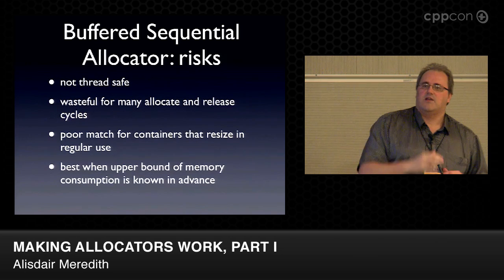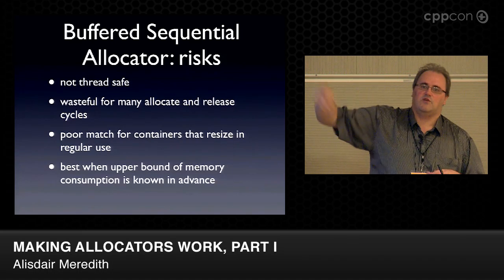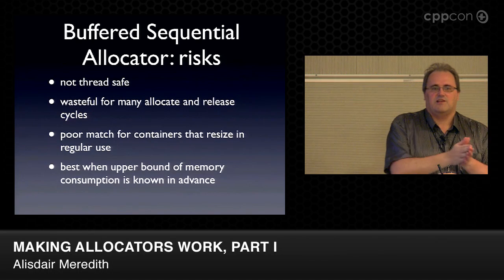And again, because we never deallocate, if we've got a use case that's lots of allocate and release cycles, such as pushing into a vector where the vector then has to move its elements and grow to expand, that tends to be a problem. So, a poor match for containers that resize in regular use. I'm thinking particularly of vector and string here. So the key usage is when the upper bound of memory that you expect to use is known. This becomes a very useful allocator unless you're in this rapid churn kind of scenario.